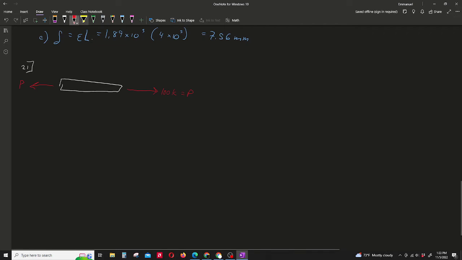The bar is 16 feet long. So we might need to convert that to inches. Just take note of that. It has a cross-sectional area of 2.25. So it looks like they give us the area. Cross-sectional area equals 2.25 inches squared. Compute the modulus of elasticity. Use a proportional limit of 125 KSI.